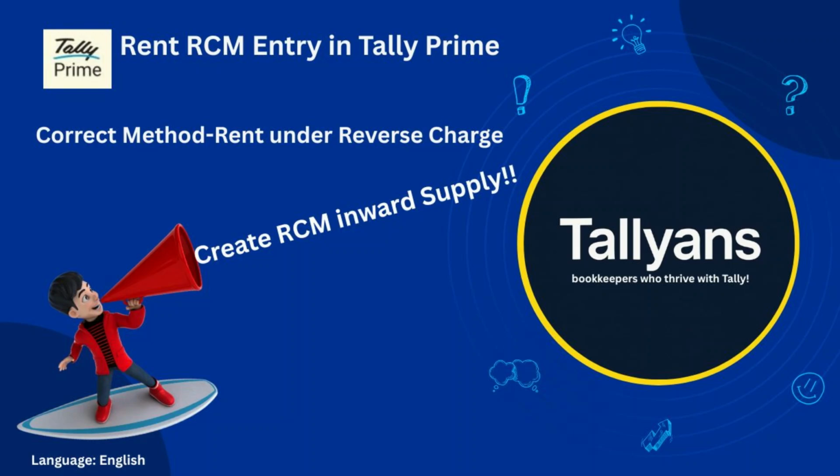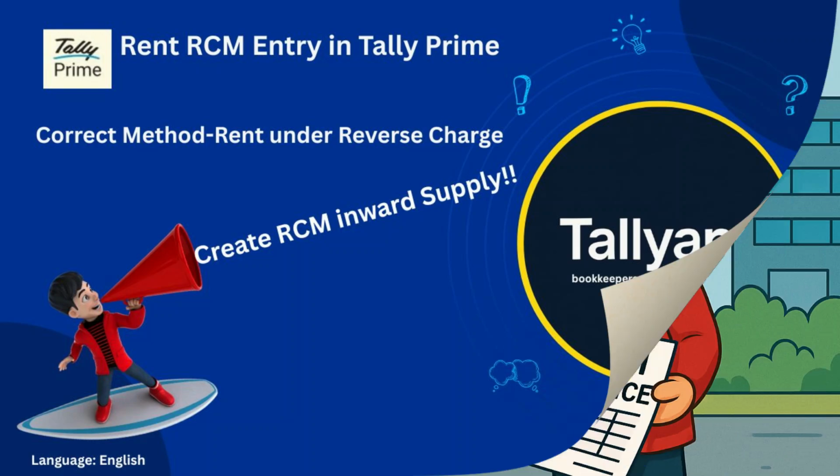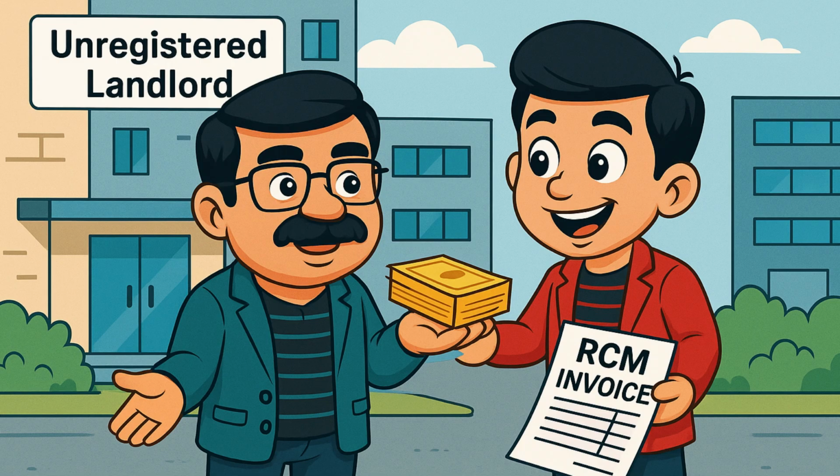Hi, in this video, I will show you how to enter RCM rent in Tally Prime if your landlord is unregistered. I will also show how to update the invoice document number correctly in table 13 of your GST return. If you are paying rent under RCM, this step is important for proper return filing. So let us get started.